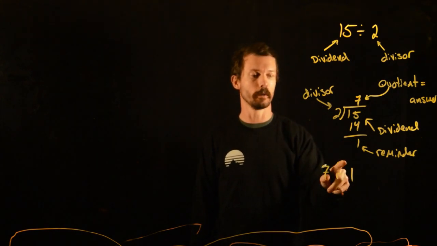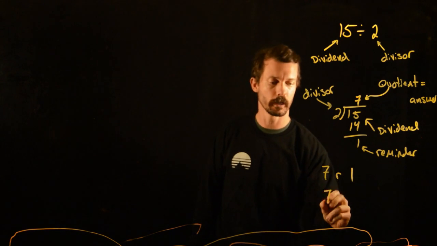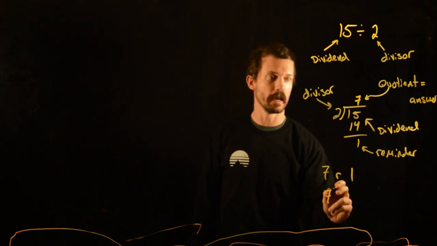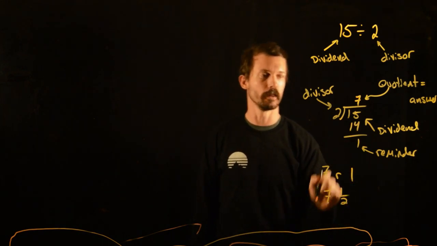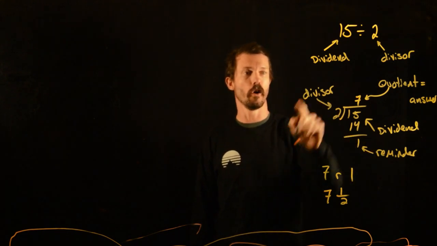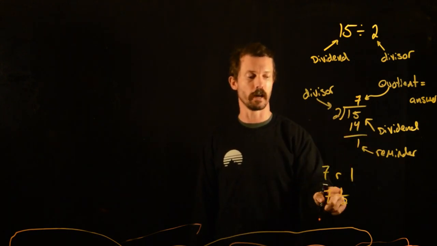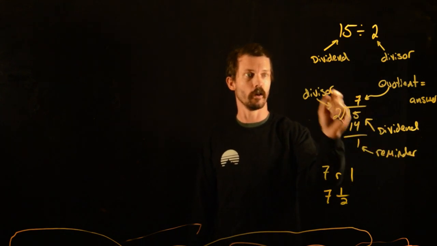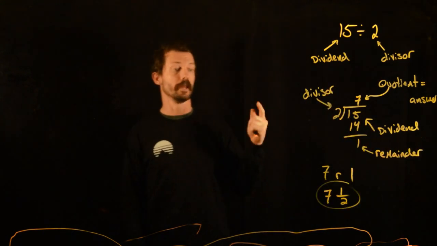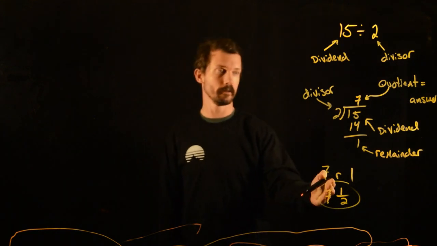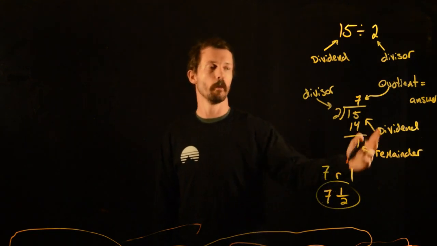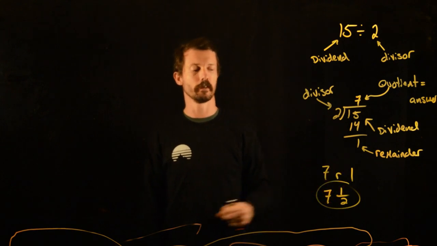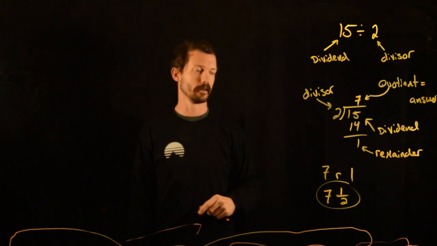Then you could write it that way, or you could take the remainder over the divisor. So 1 over 2. We would write 7, take the remainder, put it over the divisor, and we get 7 1/2. That makes sense, right? Half of 15 is 7 1/2.